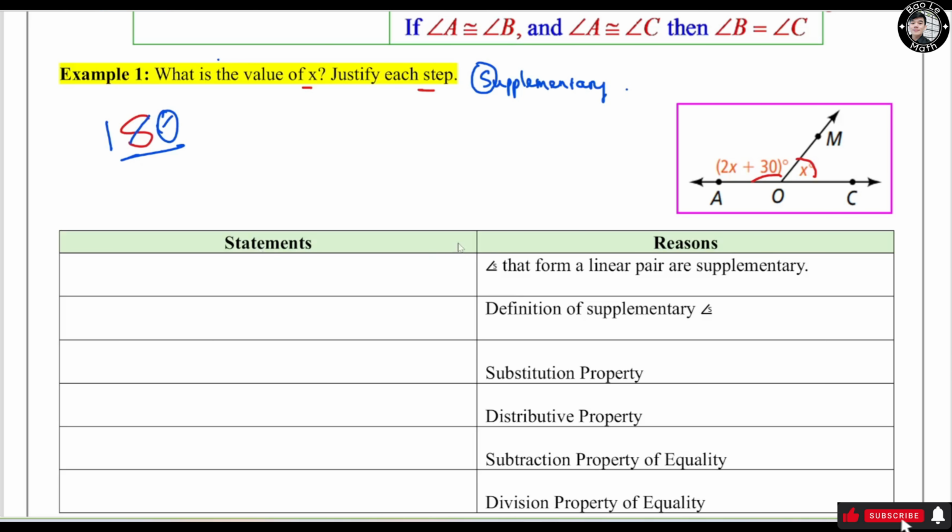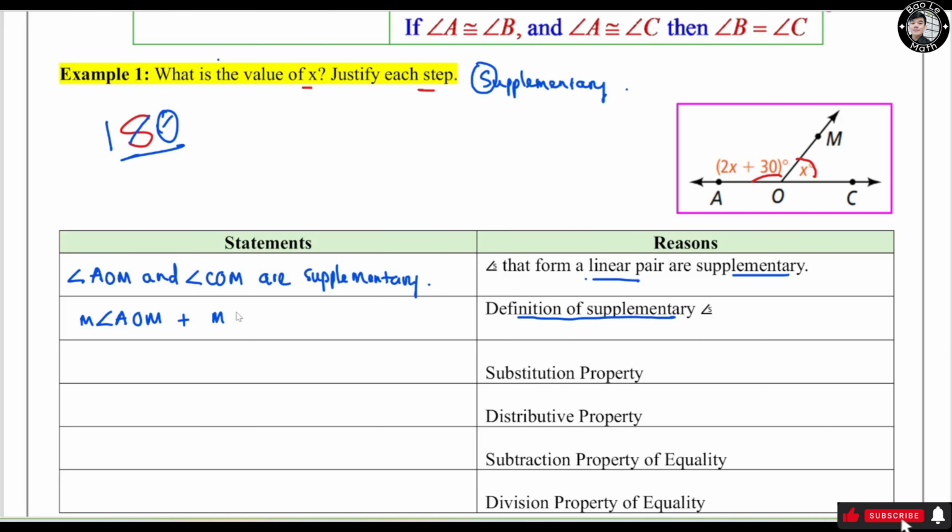So first, we look at the reasons right here. Angles that form a linear pair are supplementary. So two angles that form a linear pair are angle AOM and angle COM. We look at the reason right here. Definition of supplementary angles, right? So we know that supplementary angles add up to 180 degrees, right? So we have the measure of angle AOM plus the measure of angle COM equals 180 degrees, right? So we're going to explain it right here, right?